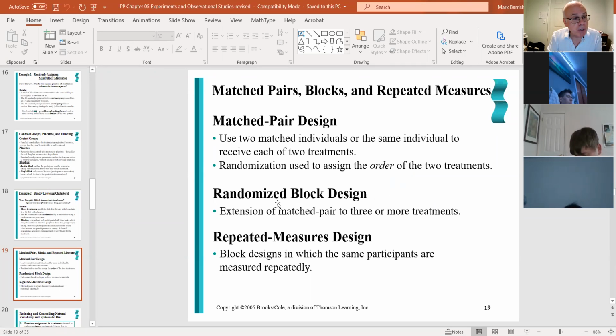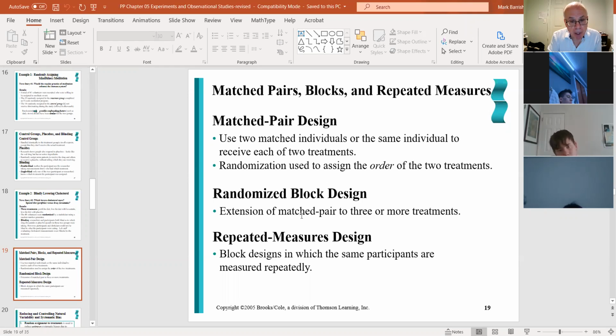There's another type of experimental design called randomized block design. This is like the matched pair design, except you have 3 or more treatments. All right. So matched pair design, there are only 2 treatments. And in a block design, you have 3 or more treatments where you randomly assign them. That's called randomized block design.